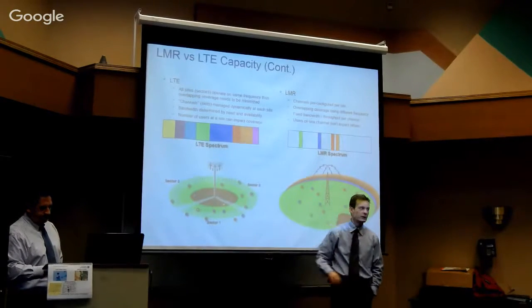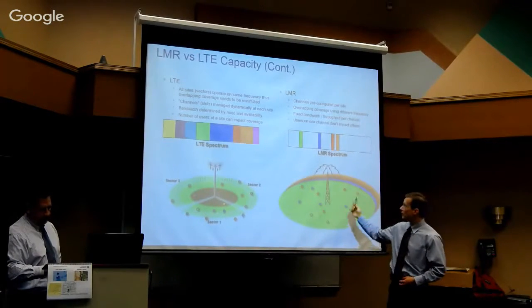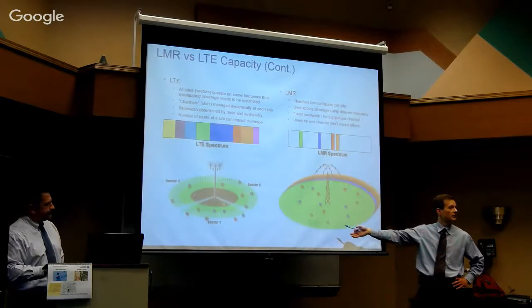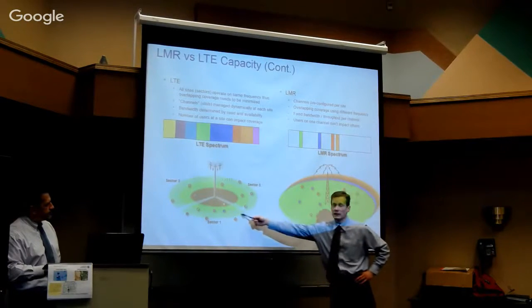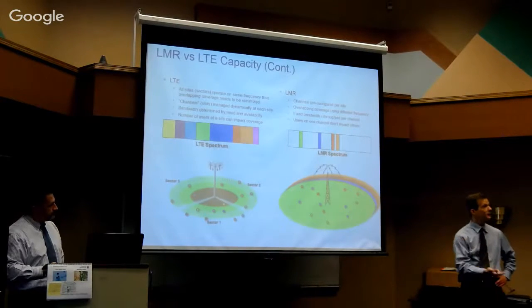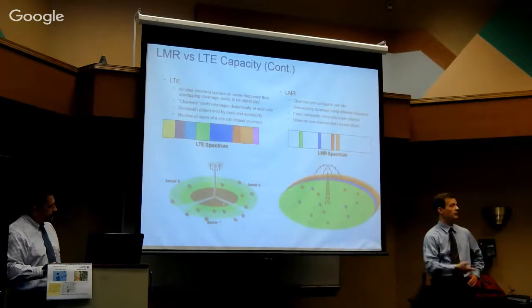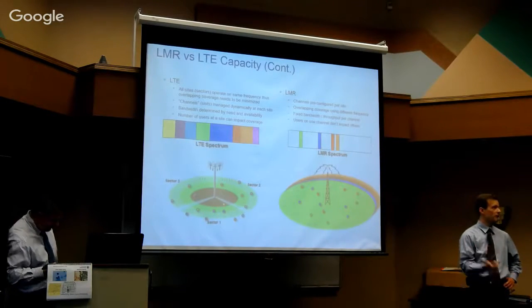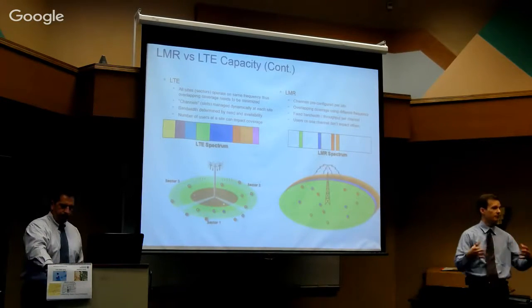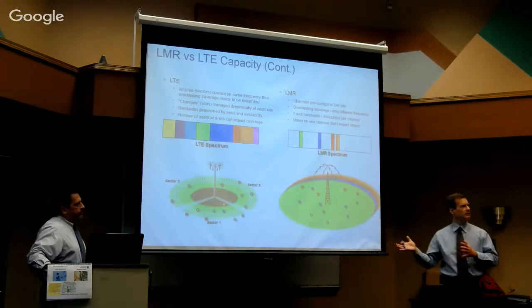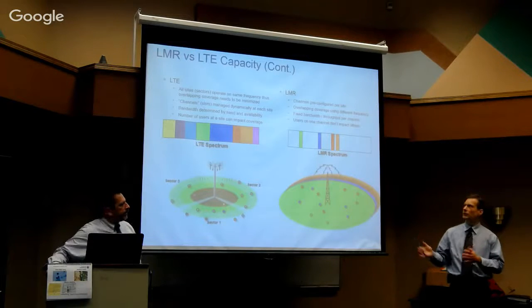So the point here is that unlike LMR, where you go in these areas and you're pretty much guaranteed a certain delivered audio quality or a certain capacity, in LTE it very much depends on where you are in the cell site, how many other users are around you. Because what are other users doing to you? They're causing you interference because you're all using the same resource. So does that make sense, or is there any questions about that?